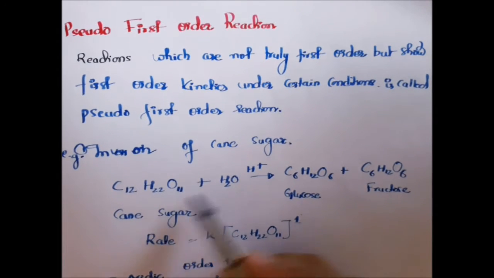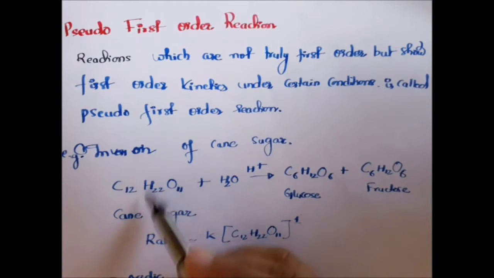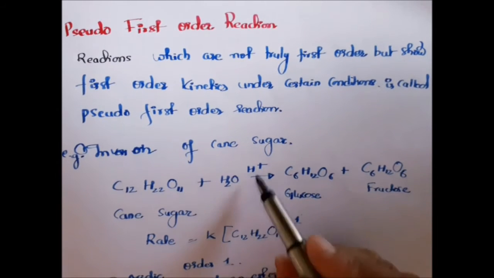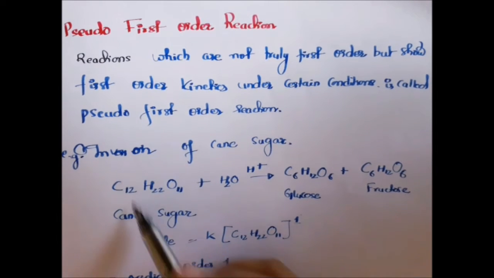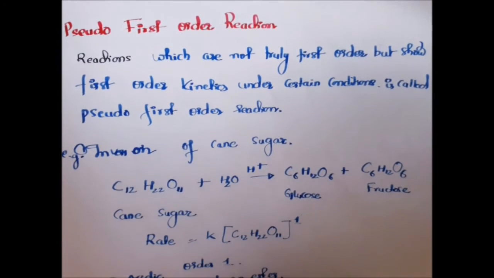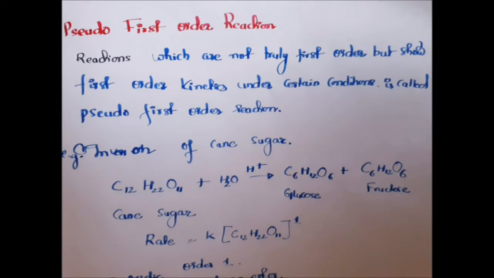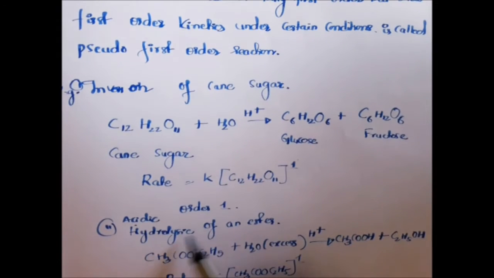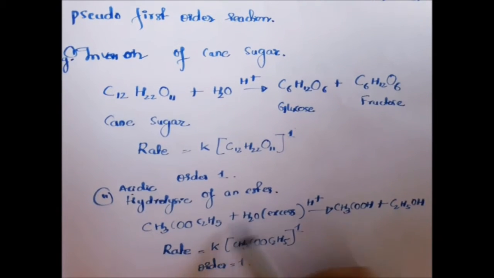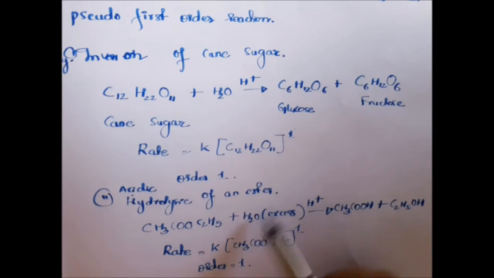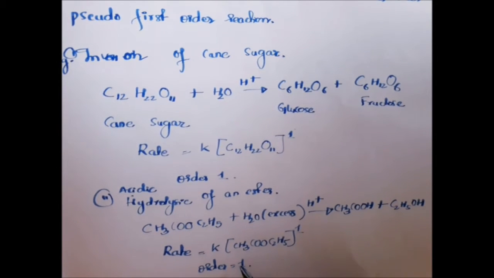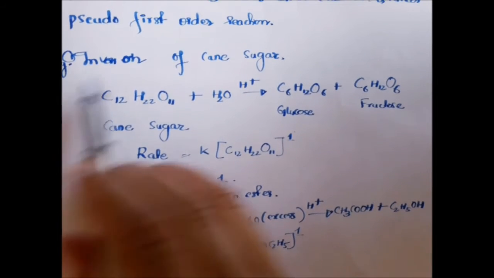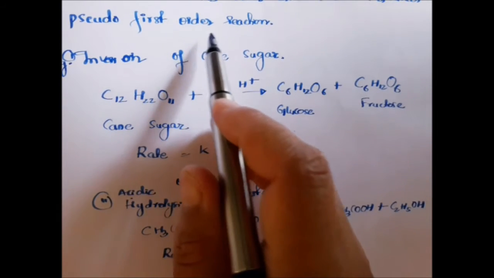And what is the rate? The reactants here are cane sugar and water, right? But the rate will depend on the concentration of the sugar only, so it is following first order kinetics. Similarly, acidic hydrolysis of ester. When you do the hydrolysis using water in excess, then again the rate will follow first order kinetics. So this is what is called a pseudo first order reaction.